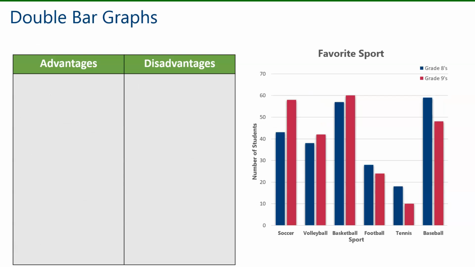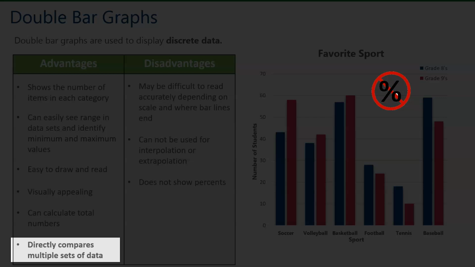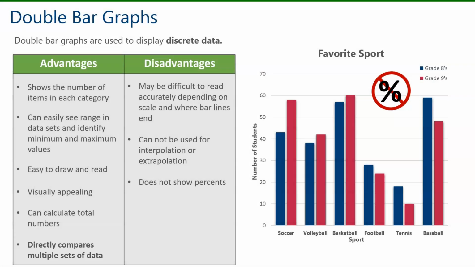Double bar graphs are very similar to bar graphs. They also display discrete data, and the advantages and disadvantages are the same. The only extra advantage with a double bar graph is that it directly compares multiple sets of data. So two or more sets of data can be displayed on the same graph.